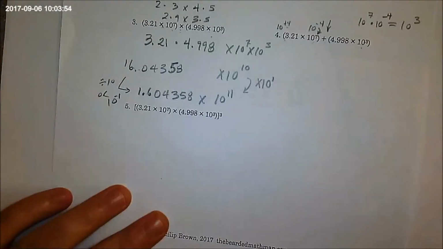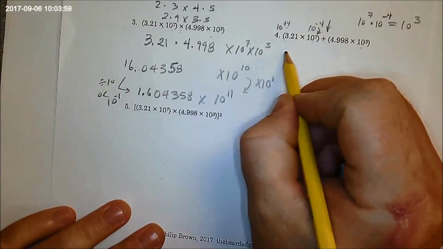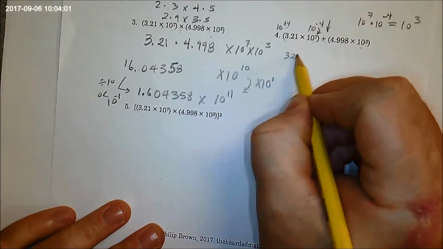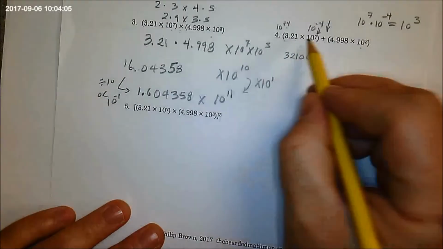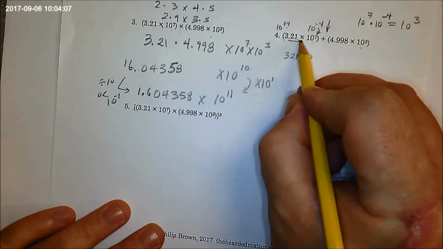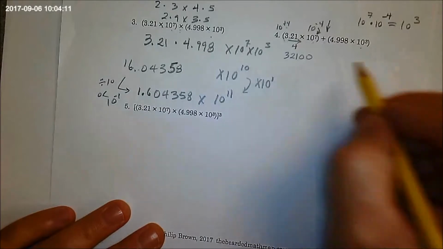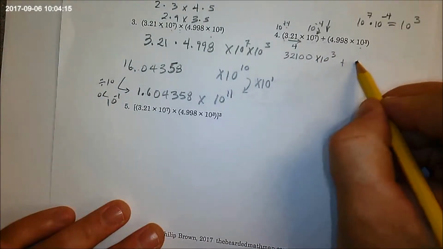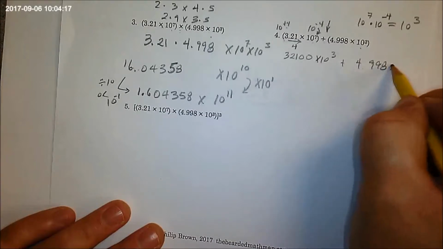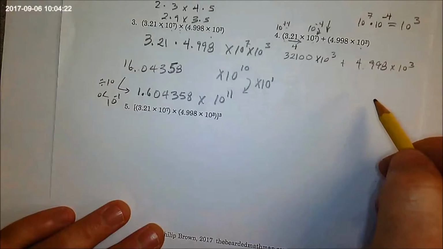Okay. So this number would be 3, 2, 1, 0, 0. Would that be right? Because I have to move the decimal 4 places that way. Is that true? Times 10 to the third plus 4.998 times 10 to the third. Is that good? You sure?